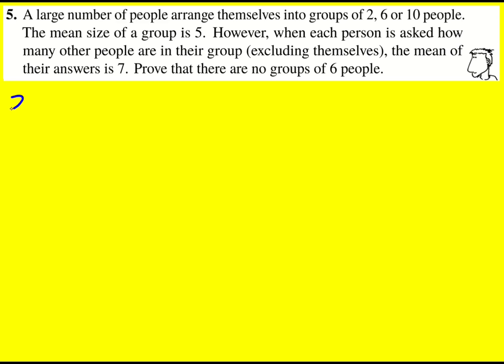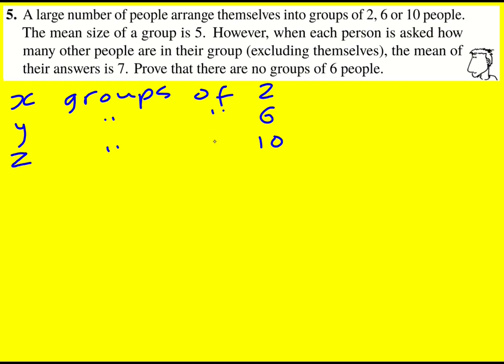I'm going to say that there are X groups of 2, there are Y groups of 6, and Z groups of 10. So the aim is to show that Y is equal to 0 in this question. Let's work out the mean size of a group then in terms of X, Y, and Z.